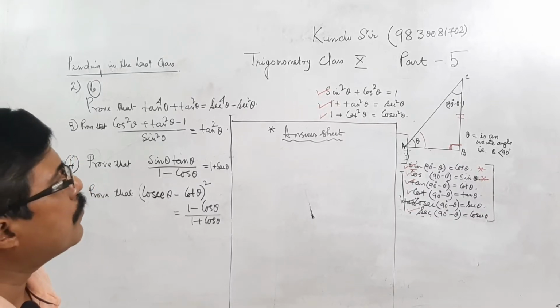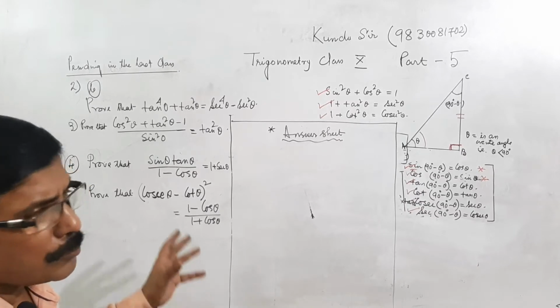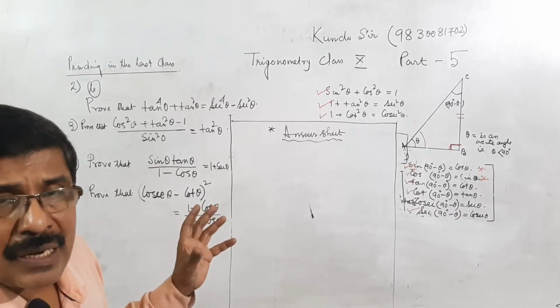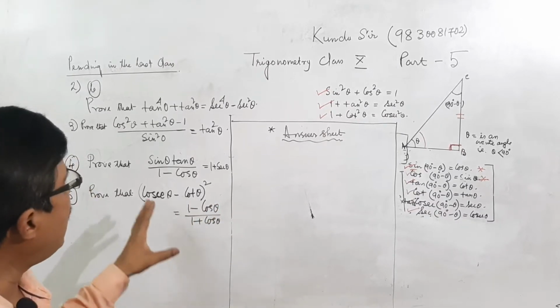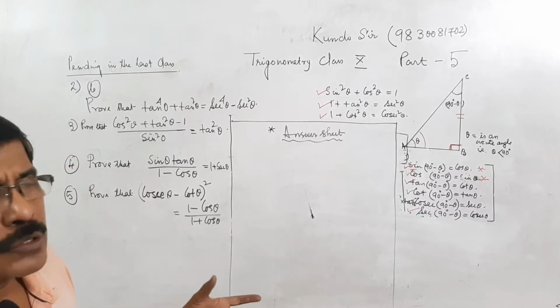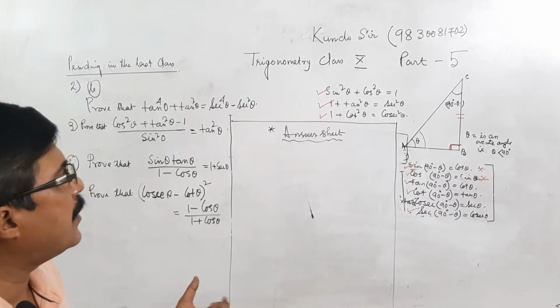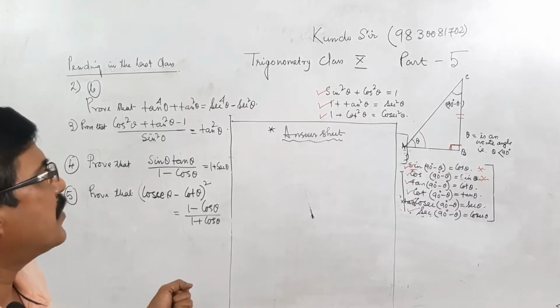Now it is the fifth part of the trigonometry class for students. I will solve the two problems left over from the last class, and two to three more problems will be solved before you, so you can get a clear-cut idea about the elementary part of trigonometry.